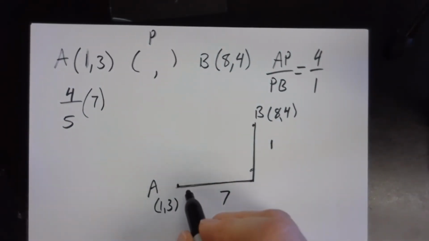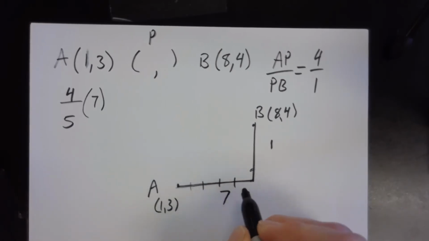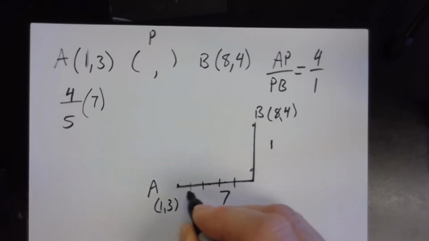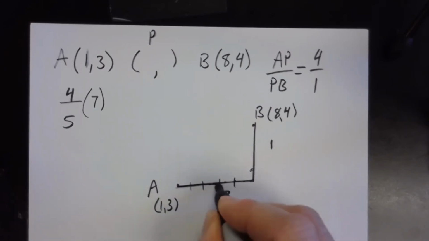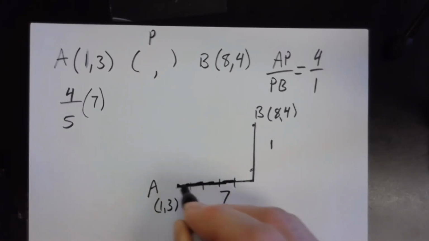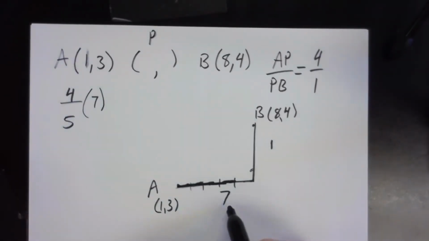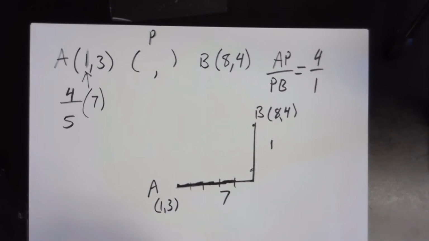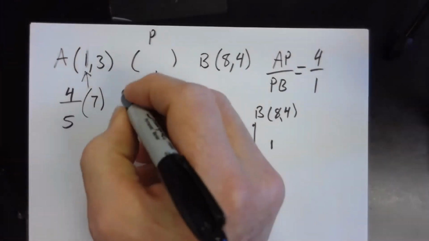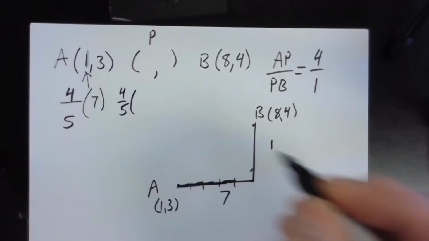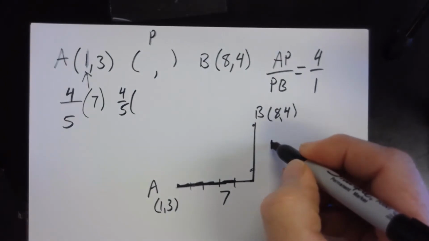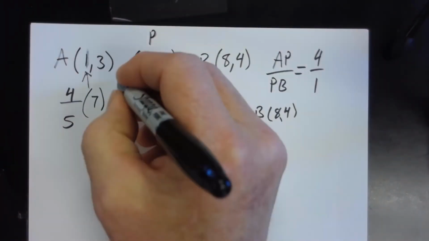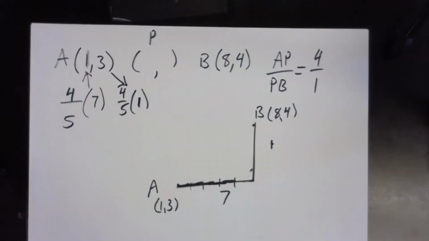See, I want to divide this into 5 parts: 1, 2, 3, 4, 5. I want to take 4 of them. I want to go over that far. So I want to take 4/5 of that 7, and I want to add it to the 1. And I want to take 4/5 of the 1 and add it to the y coordinate.